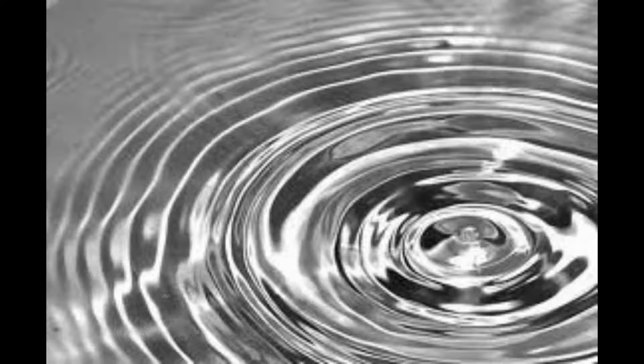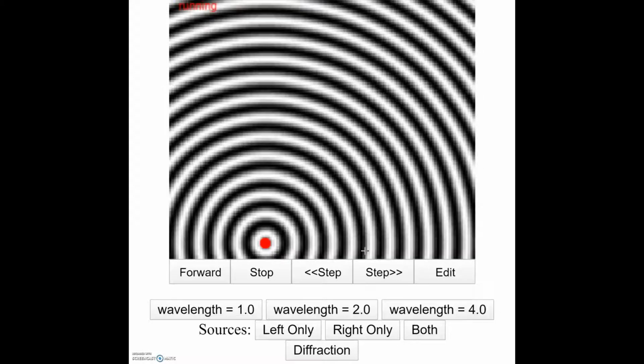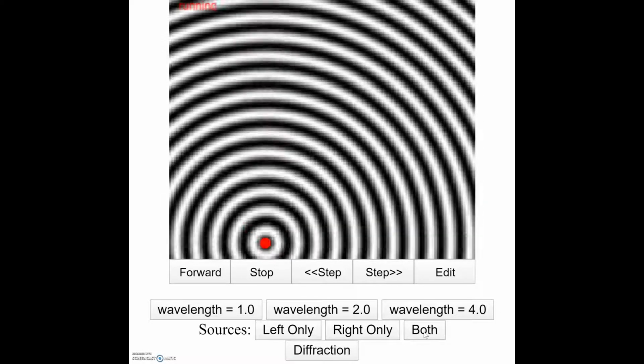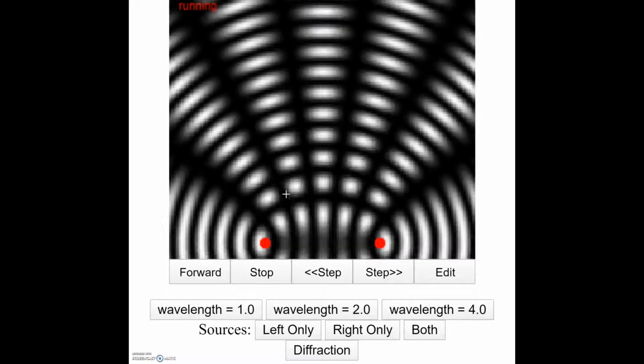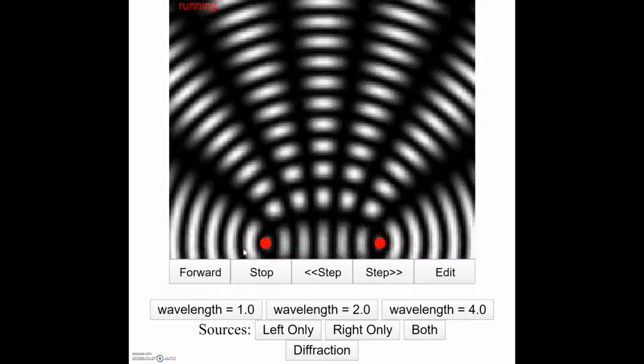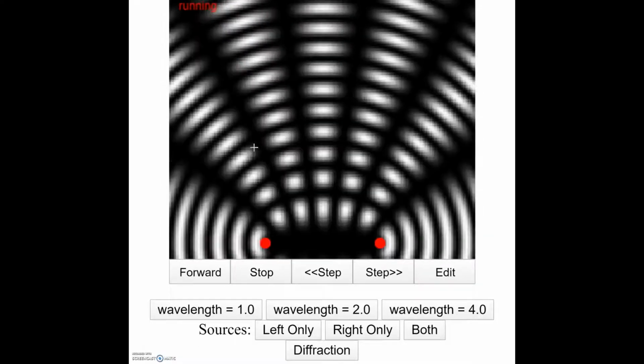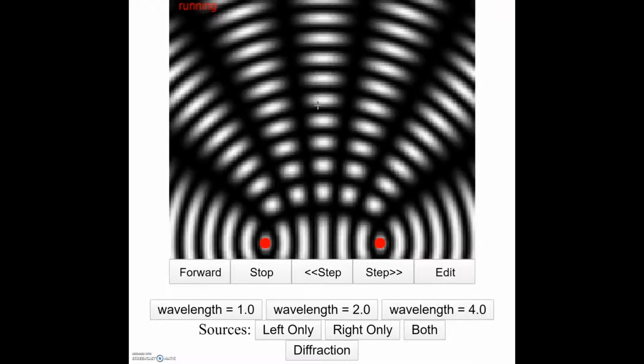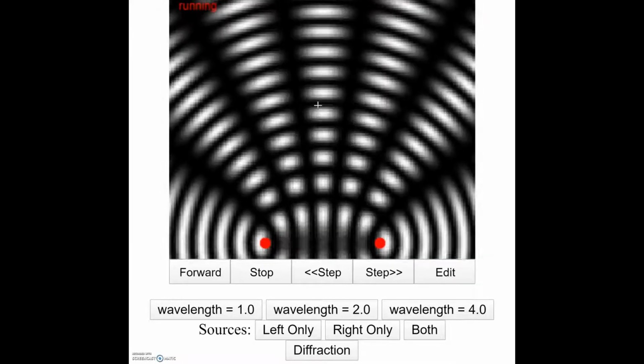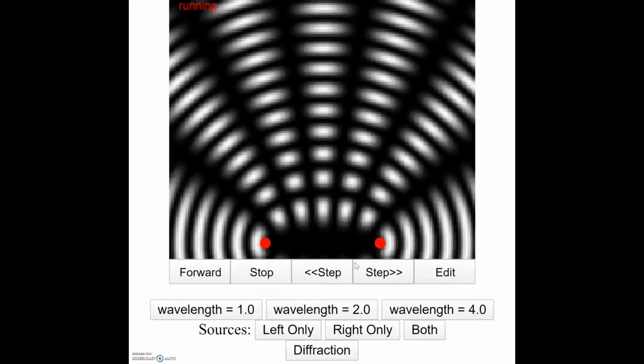And what happens if we add a second rock or a second oscillation? See, what that does is it creates this pattern, and they cause destructive and constructive interference when waves are in phase. And what in phase means is that essentially they line up with each other.